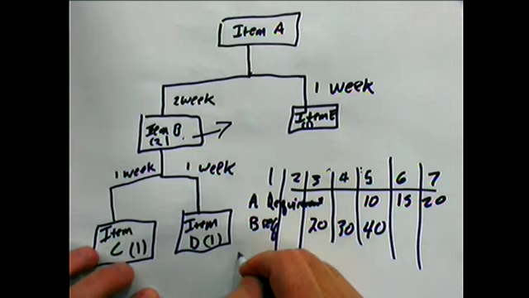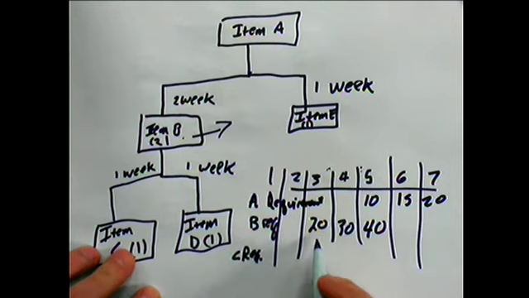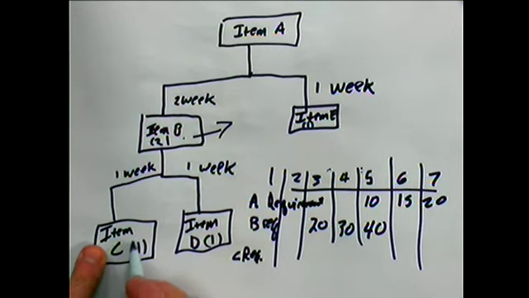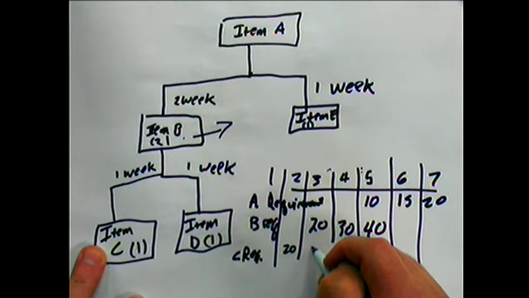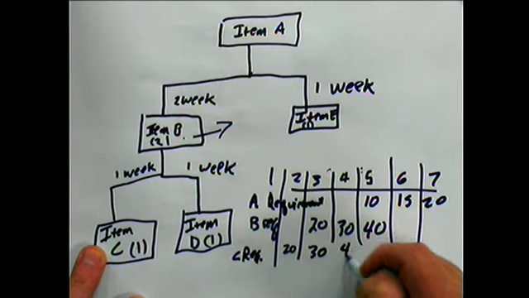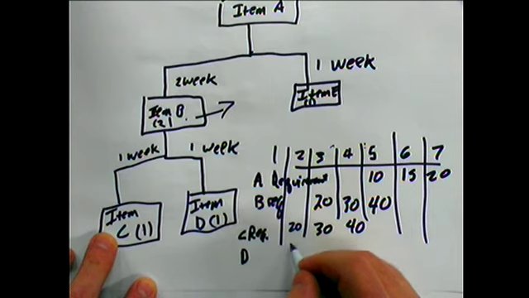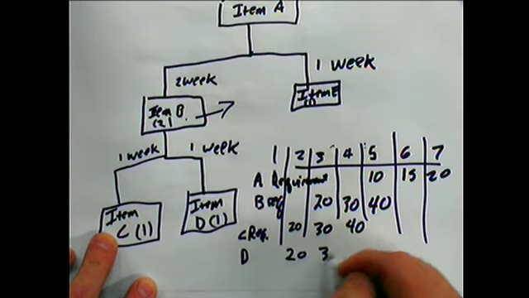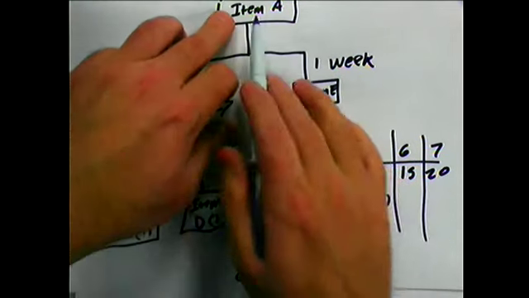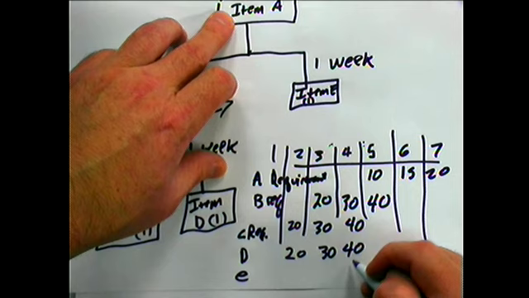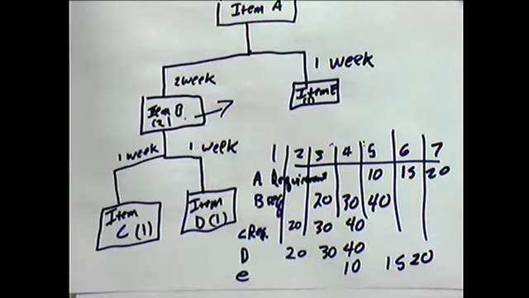And then I could ask, what's my C requirement? And sorry, I'm getting this messed up, but you have to bring C 1 week back from B. So 20, 30, 40. And then my D would be same thing, 20, 30, 40. And then my E, well, that takes 1 week from item A, and it's 1 for 1. So it would be 10, 15, 20. Okay?